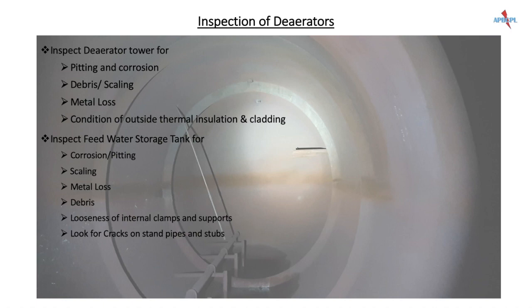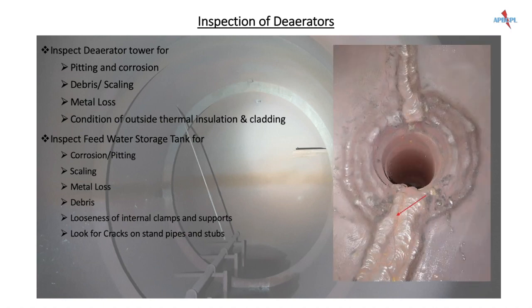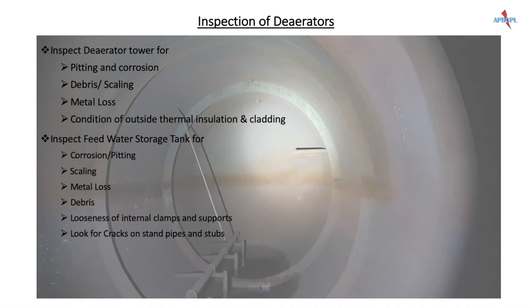Look for cracks on standpipes and stubs. The picture shows one such crack on a standpipe. Condition of outside thermal insulation and cladding. Freedom of expansion for storage tanks and piping to be checked, as any restriction to thermal expansion movement could cause frequent failures of gaskets or cracks in pipes.